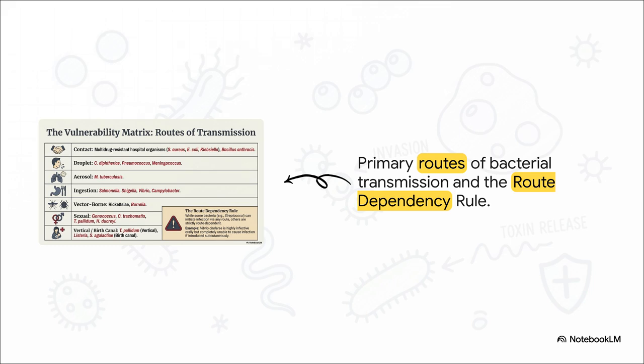The classic example is Vibrio cholerae. If ingested, it causes devastating disease. But if you were to inject it subcutaneously, it's essentially harmless. For many pathogens, the route is everything.